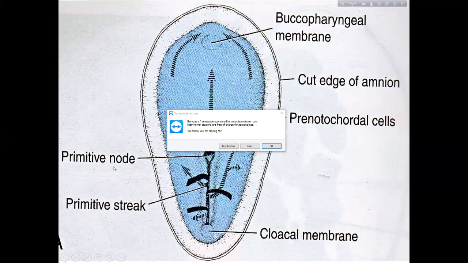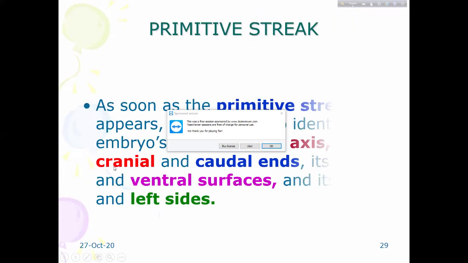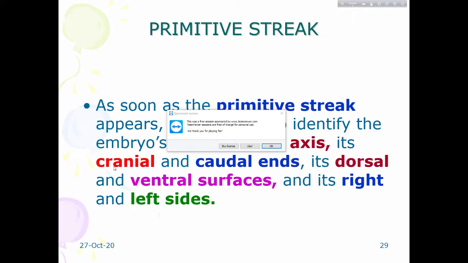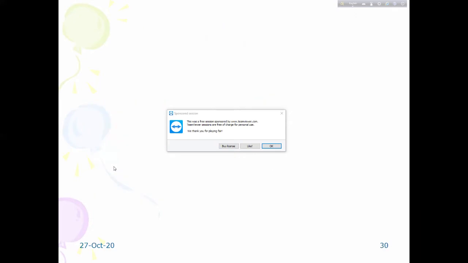Now, when this primitive streak is formed, we can say that this is the bilaminar germ disc. And when this primitive streak appears, we can say that this is the cranial end of the embryo, this is the caudal end of the embryo, this is the dorsal aspect, and underneath is the ventral aspect. This is the right part, this is the left part. That is what I was telling, that as soon as this primitive streak appears, it is possible to identify the embryo's craniocaudal axis, its cranial and caudal ends, its dorsal and ventral surfaces, its right and left parts.